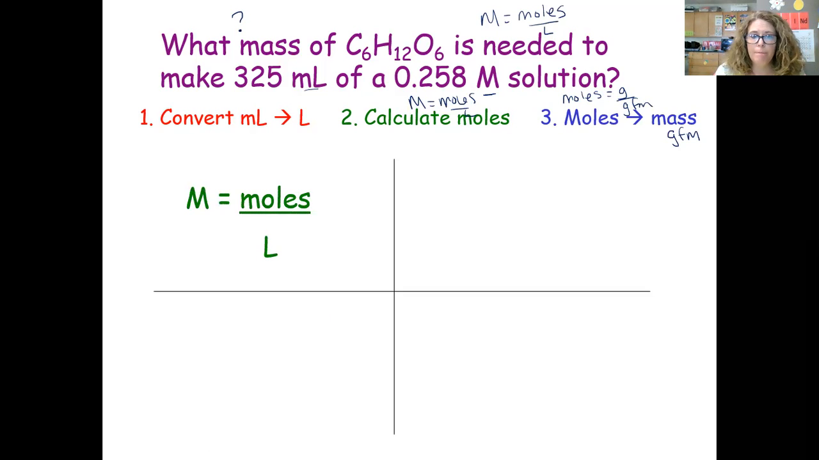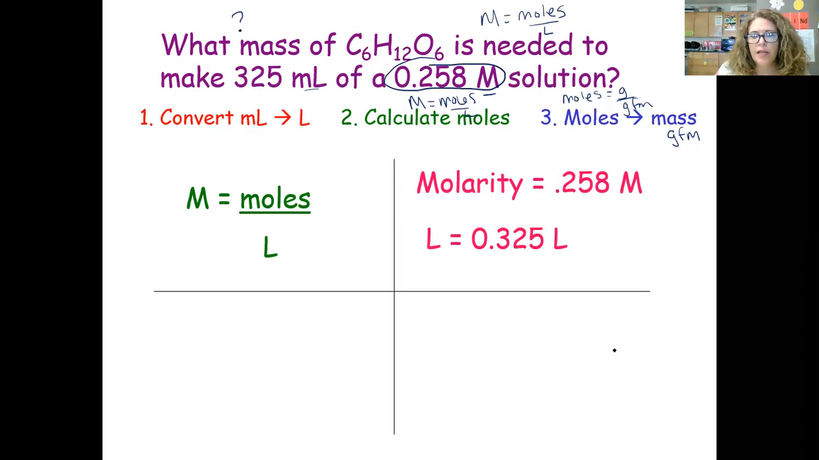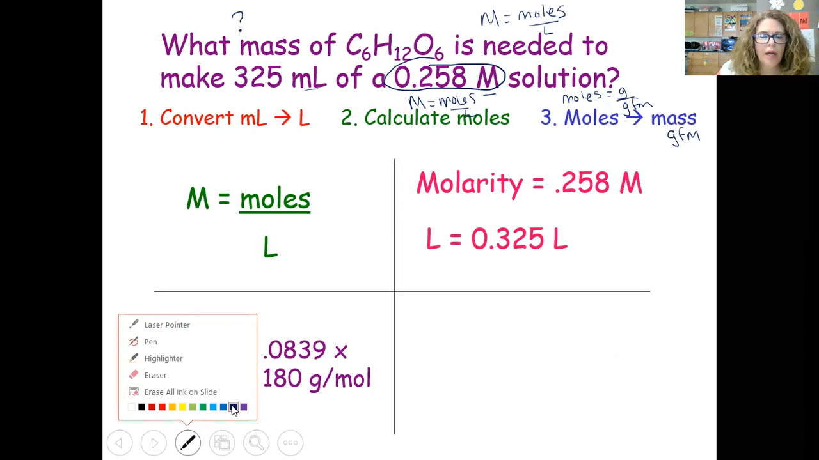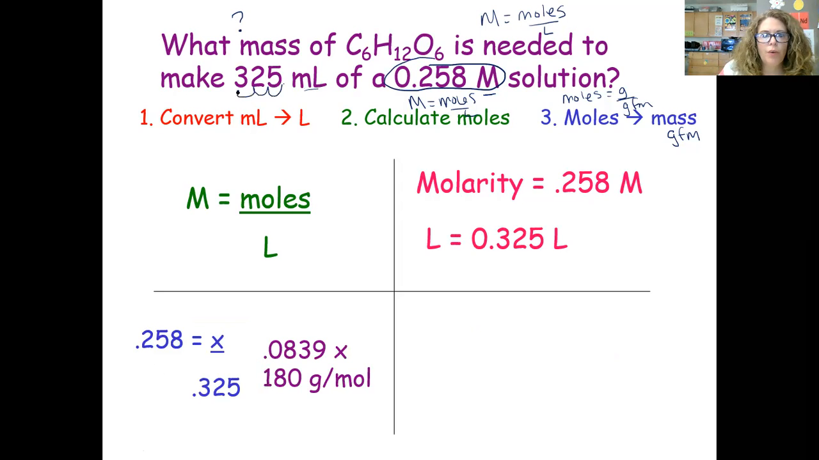All right, first step, molarity equals moles over liters. So my molarity is equal to 0.258. How did I get that? That's right here in the question. 0.258, capital letter M for molarity. My liters, 0.325. Where did I get that? Well, that's how I converted 325 milliliters, right? So it means 3 decimal places to the left because I divide by 1,000. Right, so I'm going to go 1, 2, 3 hops to the left, divide by 1,000.